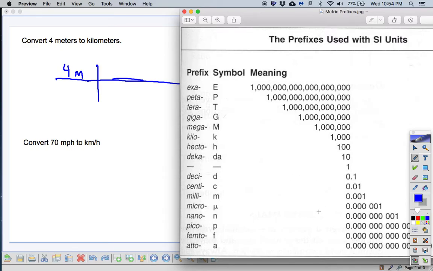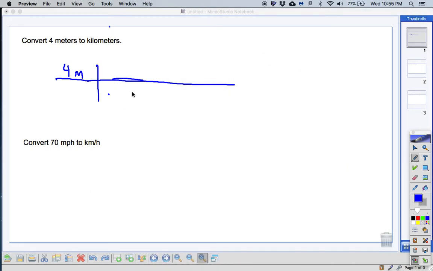You can go up and down, and each of these steps is worth 10, until there are some jumps in here because they're skipping some, and those are worth 1,000. So use this prefix chart. It helps you a lot to know how to do it. We're going to use that one right here. We want to go to kilometers. So for every kilometer, we have 1,000 meters.